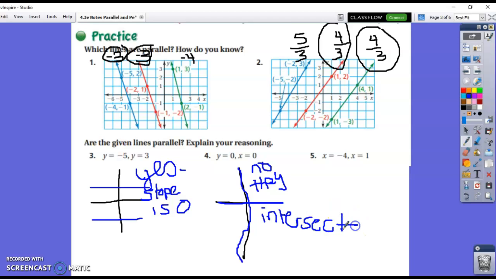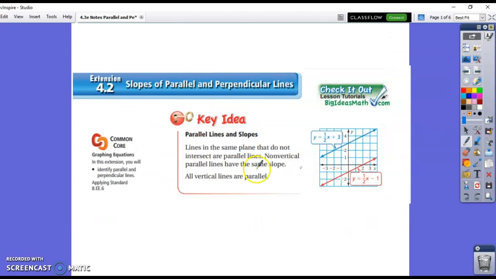Intersect. All right. Last one. X equals -4. So that's going to be a vertical line at -4. X equals 1 is a vertical line at 1. Those are parallel. Yes, because their slopes are both undefined. And they told us back here, actually, all vertical lines are parallel.